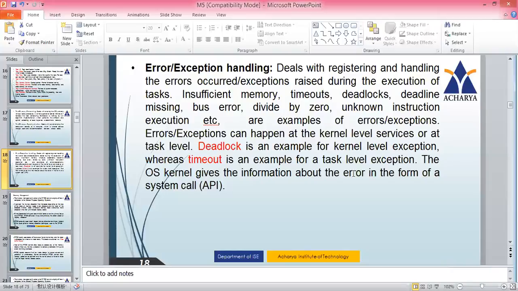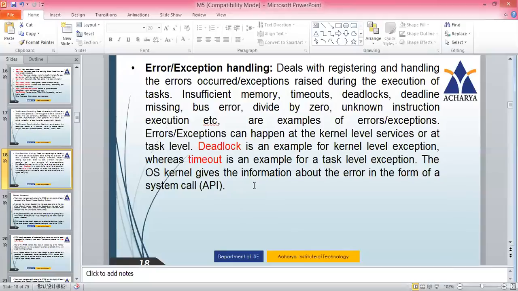Whereas timeout is an example of a task level exception. Somewhere it will wait for 5-10 minutes and finally it will tell you. For example, you're trying to connect to something. It goes on trying to connect to the network. It waits for some time and still it is not able to, then it will give a timeout error. So it is a task level exception. So deadlock is a kernel level exception, means multiple processes handling the shared resources. That kind of situation, we call deadlock. It happens at the kernel level. Whereas timeout is a scenario wherein the exception happens at the task level.